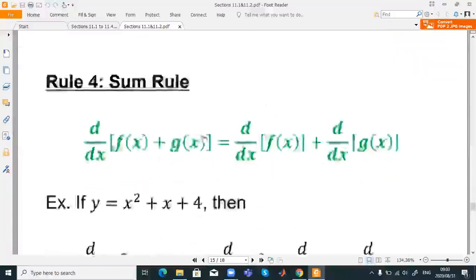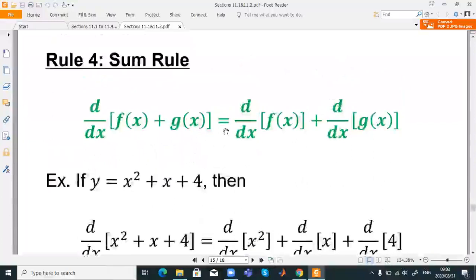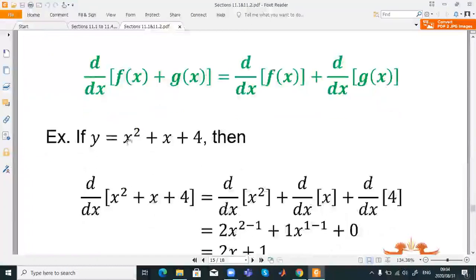Okay, so the next rule we have here is the sum rule. If you have two functions, f of x and g of x, if f of x is differentiable and g of x is also differentiable, what is the derivative of f of x plus g of x? It's the same as saying the derivative of f of x plus the derivative of g of x, or differentiation of f of x plus differentiation of g of x. So here is an example.